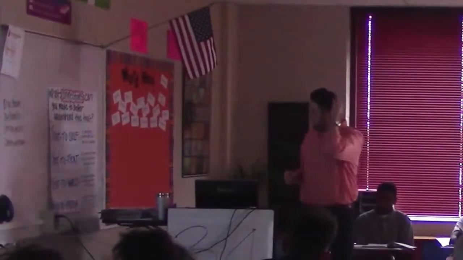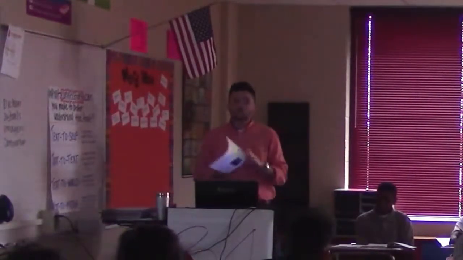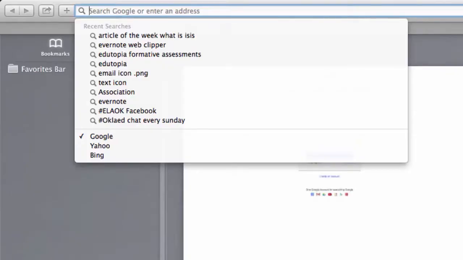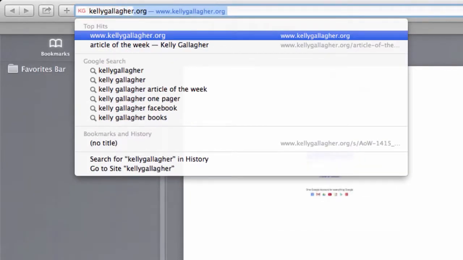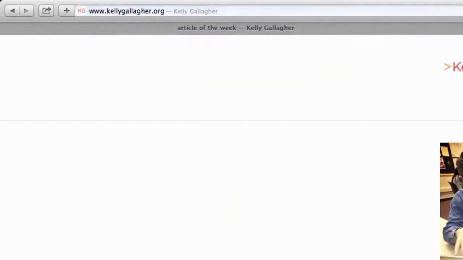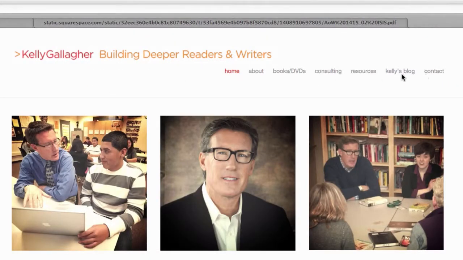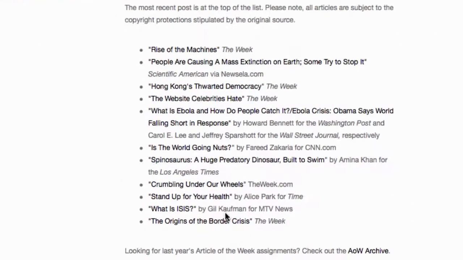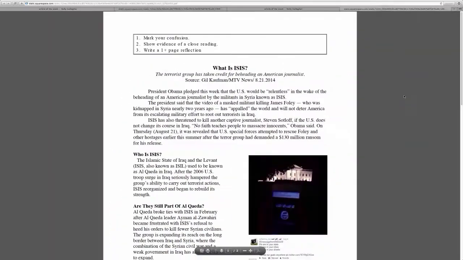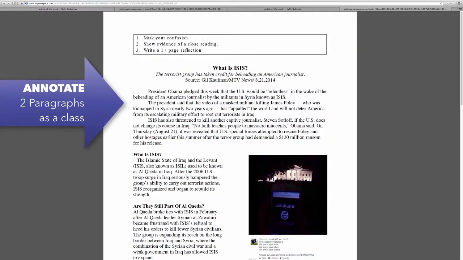We are going to read what is ISIS, which is the short article that I handed you guys, and then we are going to annotate the first two paragraphs as a class. Okay? So you may write on this. This is yours to keep. Make sure your name is on it and the date and the time block. So it says, what is ISIS? Everybody on this article? Yes. They all have it.